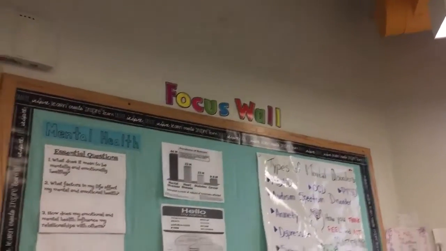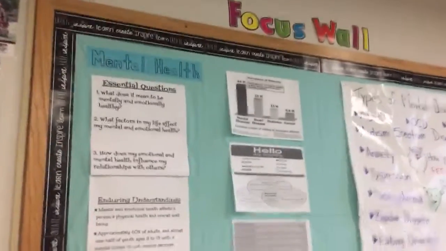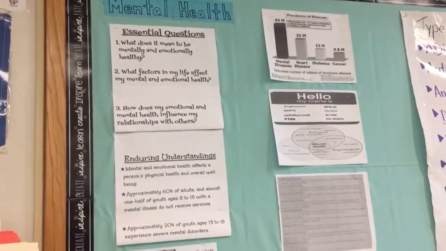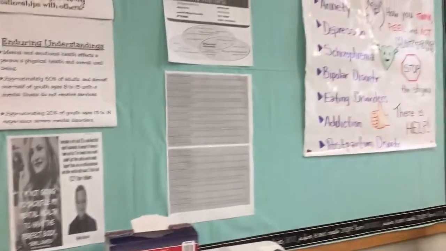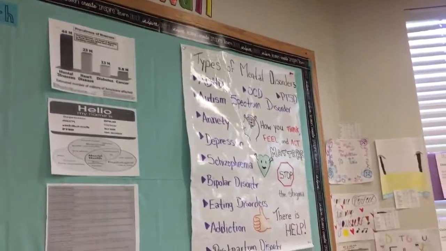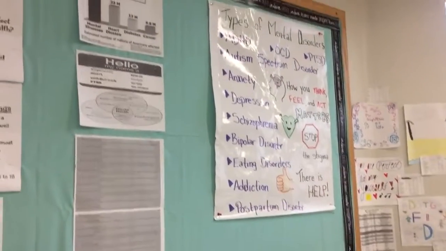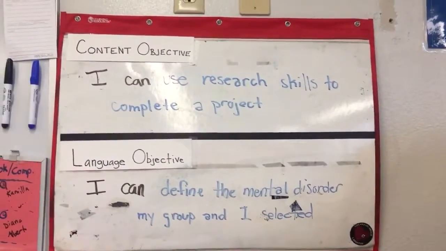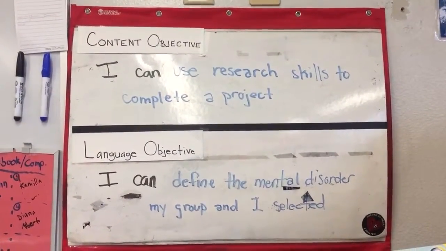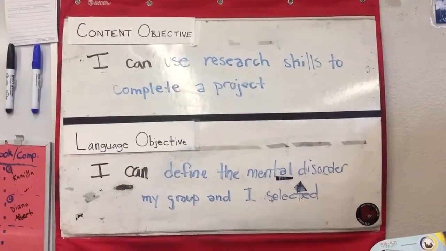To the right side, you'll see the focus wall. So the focus wall is the place where you need to look at if you ever need to know what unit we're working on. So you'll see that this unit is focusing on mental health. These are some of the essential questions and the enduring understandings that you'll need to focus on. And there's some information on the mental health unit. So if you ever are wondering what we're working on or what we're learning about, this is the focus wall. Content and language objective. So the content language objective, basically what you need to have learned by the end of that day. So you should be able to research and define mental disorder with your group.